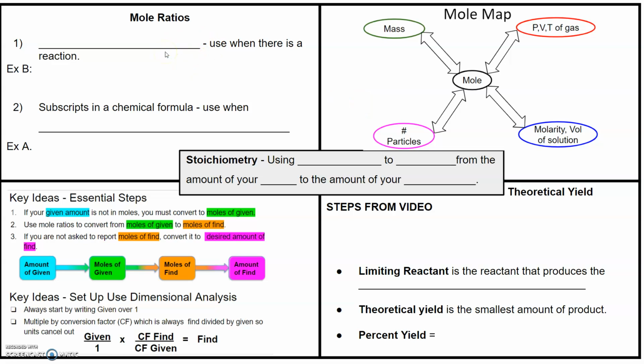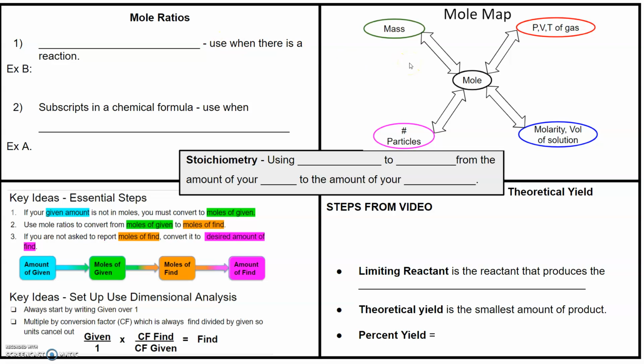So let's start with mole ratios. There are two types. They're coefficients in balanced chemical equations, and we use those type of mole ratios when we're given a chemical reaction. There are also subscripts in a chemical formula. For example, in NH3, the subscript is 3, and so we use that when we're trying to determine the number of atoms in a molecule or vice versa.